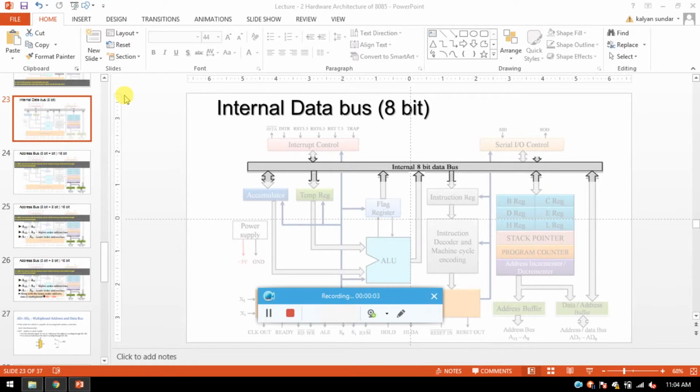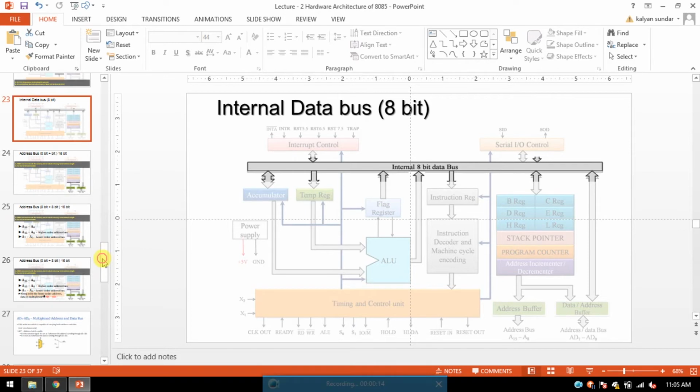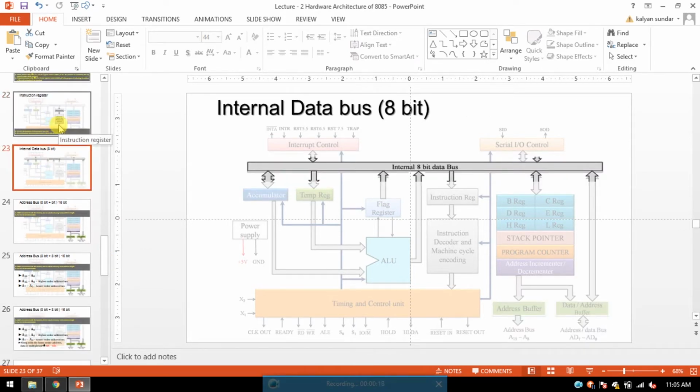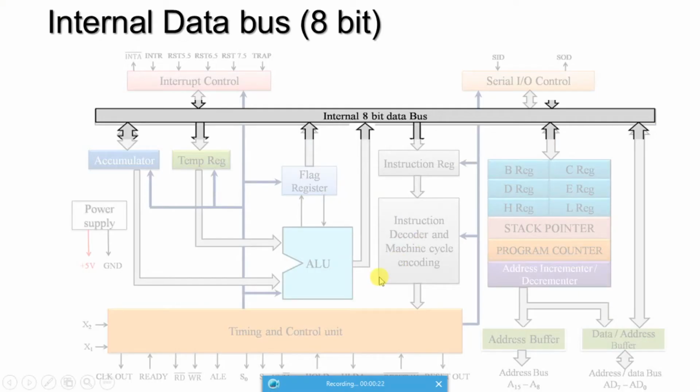So in this video, we can see the details regarding the address bus and data bus in 8085 architecture. See, the microprocessor architecture has one internal data bus, like you can see with the laser pointer now. This is the microprocessor architecture, where the internal data bus is there.